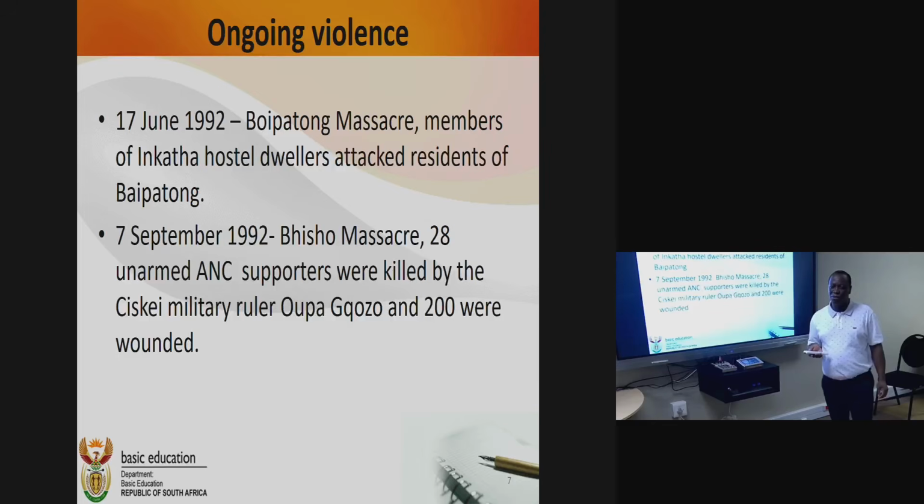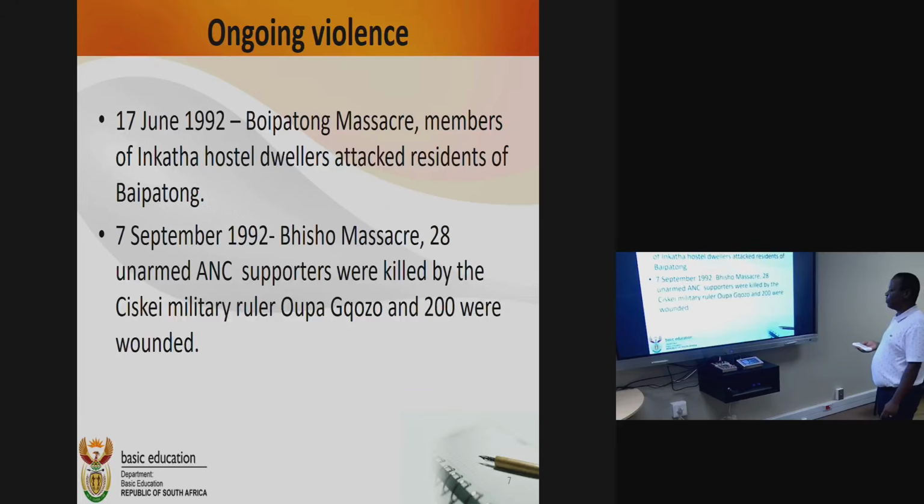In that very same year, 1992, on the 7th of September, in the Eastern Cape, unarmed ANC supporters were killed by the Ciskei military ruler, Brigadier Oupa Gqozo. So it means that now the country was plunged into ongoing violence, left, right, and center. Now Mandela and de Klerk decided to meet when they felt that the country was engulfed in violence. Then let's continue with the negotiations.